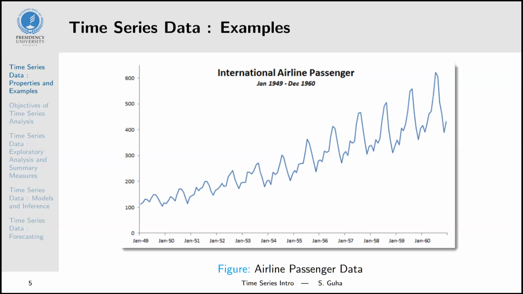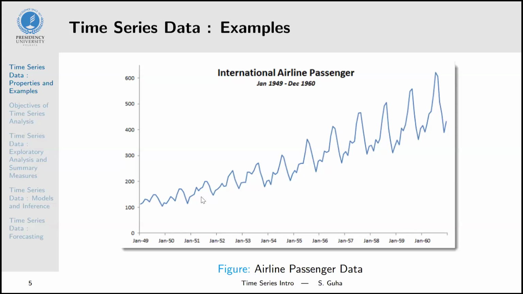Now this is one example of a time series data, how a time series data would look. This is a very classical time series data. This is the number of airline passengers throughout the world for each month, starting from January of 1949 to January of 1960. So this is monthly data for 12 years, 12 months for 12 years, so altogether 144 time points.